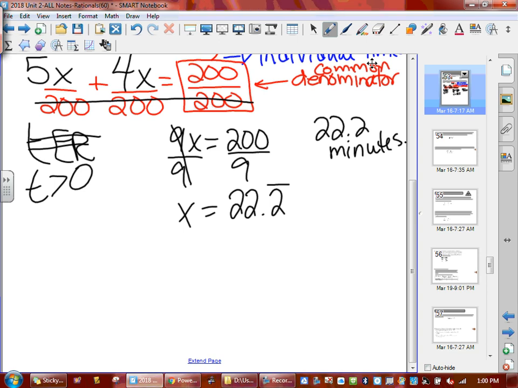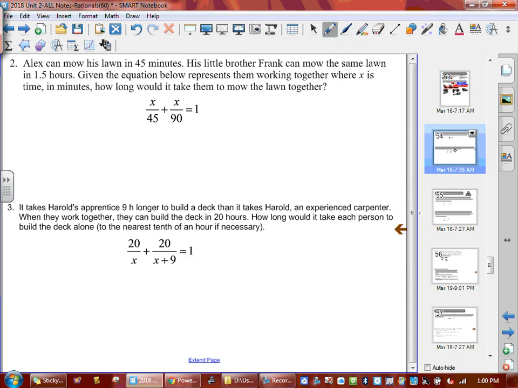Yeah? It's got to be bigger than 0. Yeah, because we're finding a solution to something. Okay? All right, let's take a look at the next two.